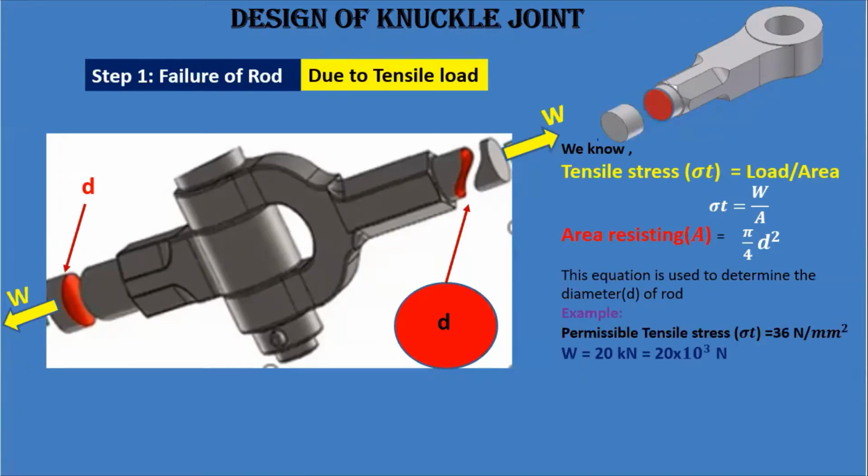Then we'll take one example. Since I have taken that in the exam, it is given the permissible tensile stress is equal to 36 Newton per square millimeter. It means that as per the material, this is already given to you. And load, we assume 20 kilonewton, that is equal to 20 into 10 raised to the power 3 Newton. Now we can substitute the values here. When I substitute the values of sigma t and W, we can find D, and we are getting D as 26.59 mm. That is nearly equal to 28 mm. We are taking the higher end value.